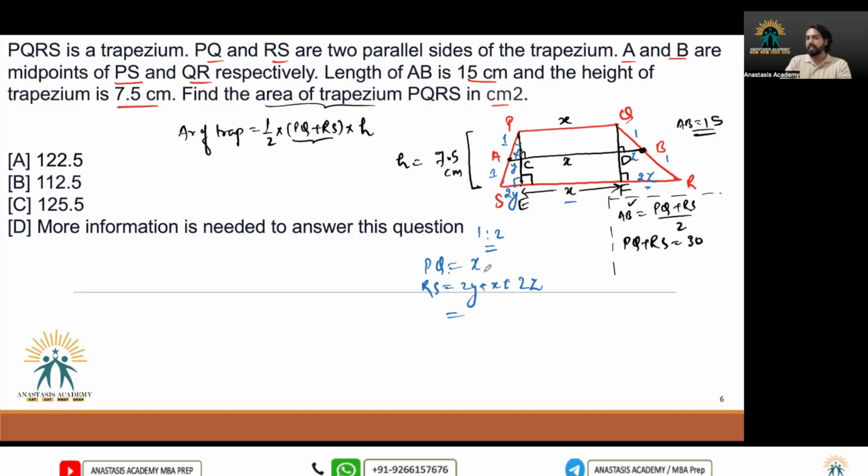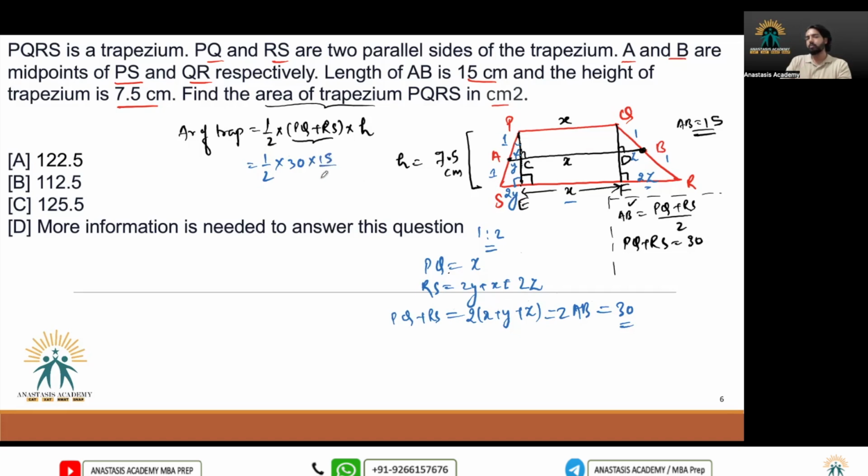or PQ plus RS becomes, if I add these two results, 2 times of x plus y plus z. And what is x plus y plus z? It is this median AB, right? Which is formed by joining the midpoints of non-parallel sides. So from here also I get the sum of parallel sides as 2 times of AB, which is 30, right?